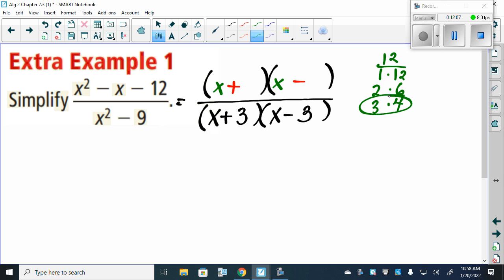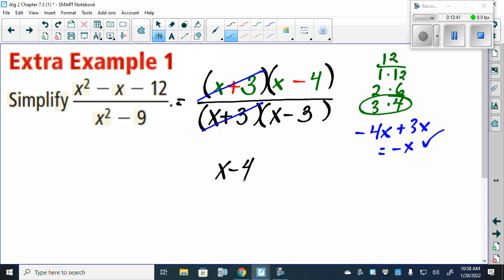So we would need the 4 to be negative and the 3 to be positive. And again, we could check this if we wanted. x times negative 4 would be negative 4x. 3 times x would be plus 3x, which would give us a negative x, telling us we factored the numerator correctly. Now, what do we have in common on top and bottom? An x plus 3 and an x plus 3, which would cancel, leaving us with x minus 4 over x minus 3.